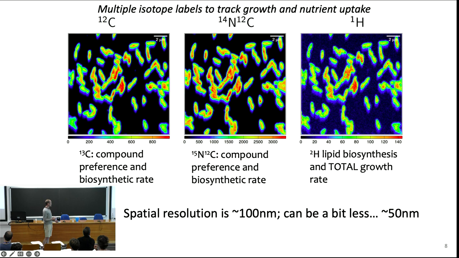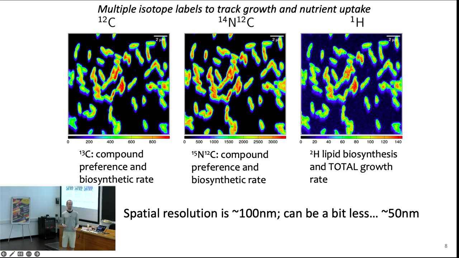Conceptually, we might think about adding 13C and using that to estimate both the biosynthetic rate and perhaps compound preference if we've got a complex media. If you've got a really defined media, it's going to be tightly related to biosynthetic rate, but if you've got a complex media, you might be able to distinguish some nutrient preference. The same is true with a 15N label that you might add. If it's a complex media, you might see that some of the cells are eating ammonium, and some of them are eating amino acids, and you can find that.